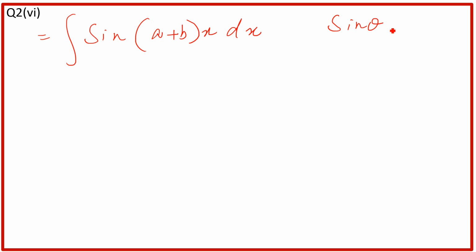the integral of sin θ is equal to minus cos θ, and this θ is the variable. Suppose we have x: the integral of sin x is minus cos x. If we have y, we can write minus cos y. So this θ is just the variable. But in this question, we have one more extra thing, a plus b, with this variable x. This is the constant.